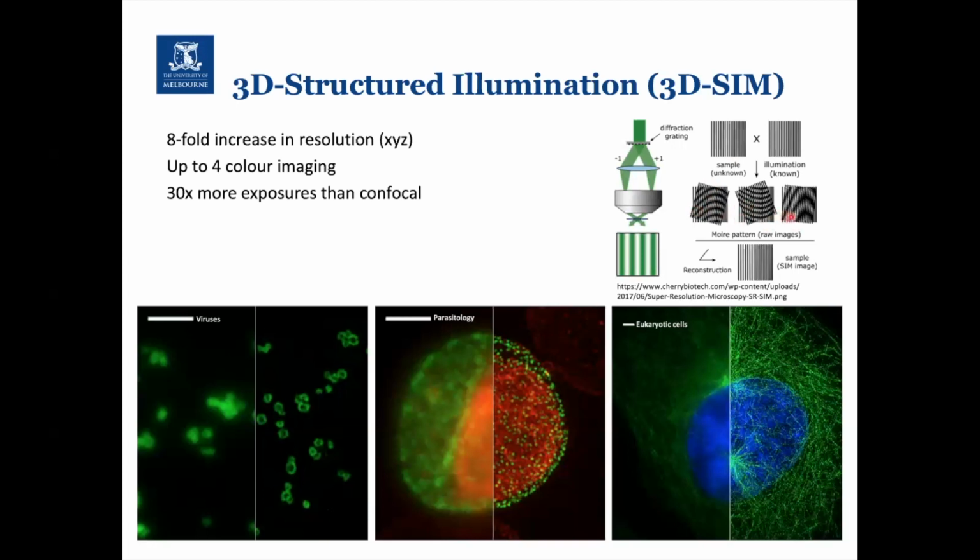There's a lot of, again, post-acquisition processing to increase the resolution. The downside is you're taking a lot more exposures than your confocal. So again, it isn't always applicable to live cell setups or samples which are fairly faint, but can produce some really nice data. So this is a wide field image versus a 3D SIM image of some Hendra viruses. This is a malaria parasite, again, wide field versus SIM. And then a eukaryotic cell stained with HeLa in wide field and SIM modes.